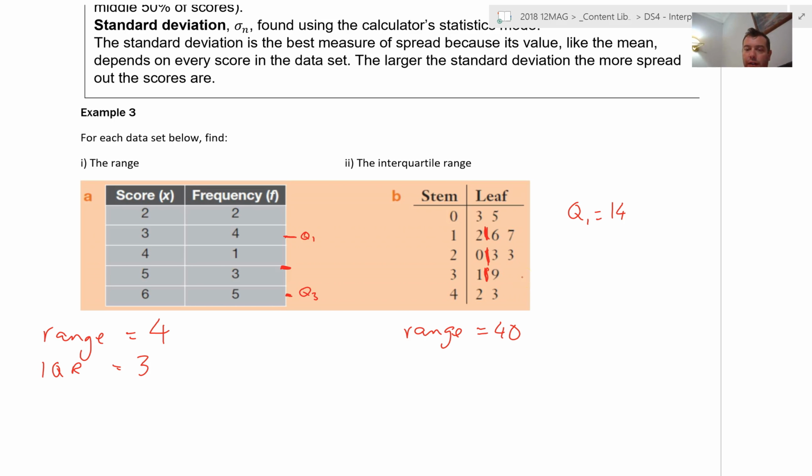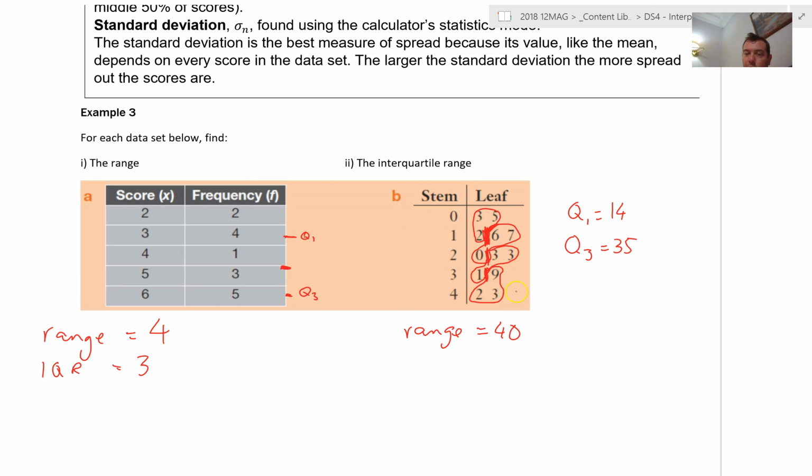It's 35. So can you see that what we've done there is I have split my data up into 4 groups. Each group has 3 scores in it. And I'm interested in the distance, in a way, between the first 2 groups and the last 2 groups. That's what the interquartile range is, right?